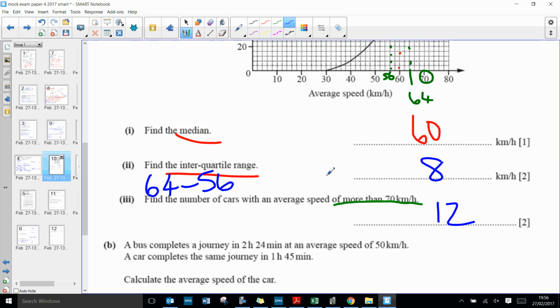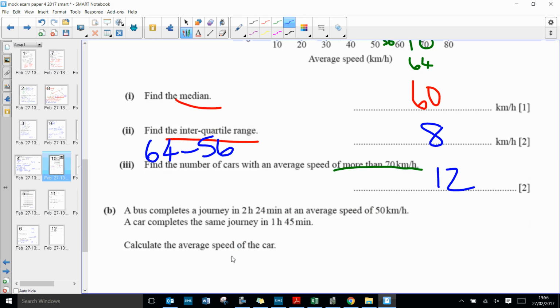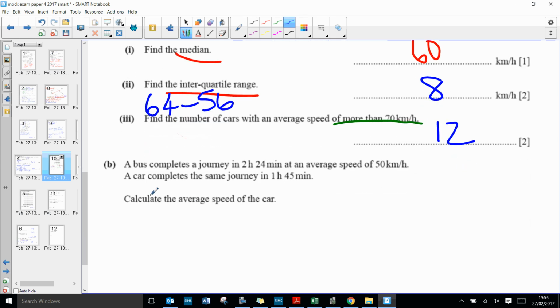A bus completes a journey in 2 hours 24 minutes at an average speed of 50 kilometers an hour. A car completes the journey in 1 hour 45 minutes. Calculate the average speed of the car. So we need to know how far they've actually travelled. So speed is distance over time. Distance is speed times time. So the distance that the bus travelled is 2 hours 24 minutes. Now this is where we need to make sure we've got our 24 minutes as part of an hour. So I'm just going to write it as a mixed fraction, and then we multiply that by 50.